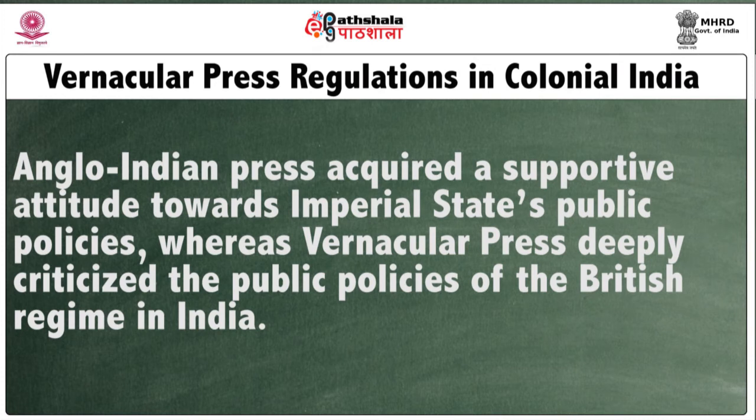Yet there was a clear difference in terms of treatment of the vernacular press, which was different from that of the Anglo-Indian press. And the reason was clear. The Anglo-Indian press acquired a supportive attitude towards the imperial state's public policies, whereas the vernacular press deeply criticized the public policies of the British regime in India.